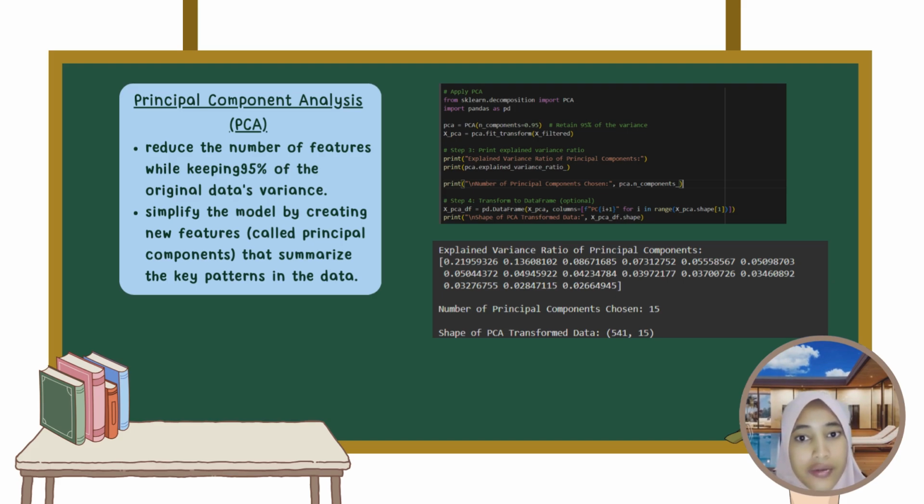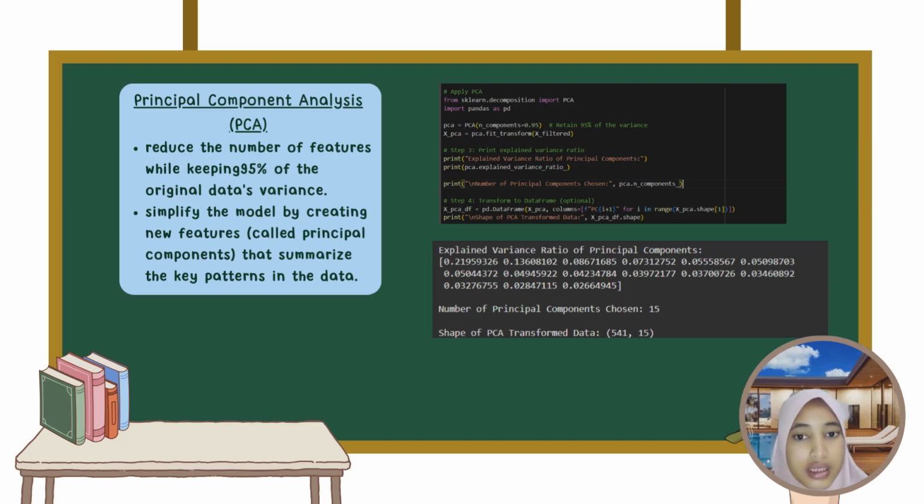After that, we will print the explained variance ratio using PCA's explained_variance_ratio_, which shows how much of the total variance in the data is captured by each principal component. And after that, we will print the number of principal components chosen by PCA to explain 95% of the variance. This number tells us how many features were created by PCA to represent the original data.